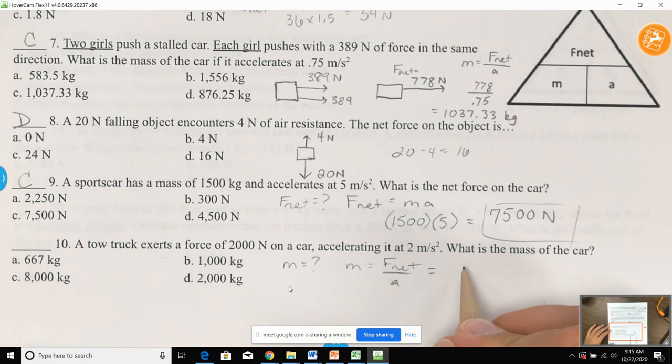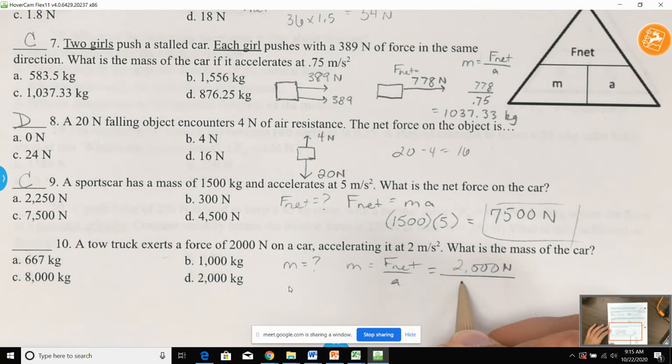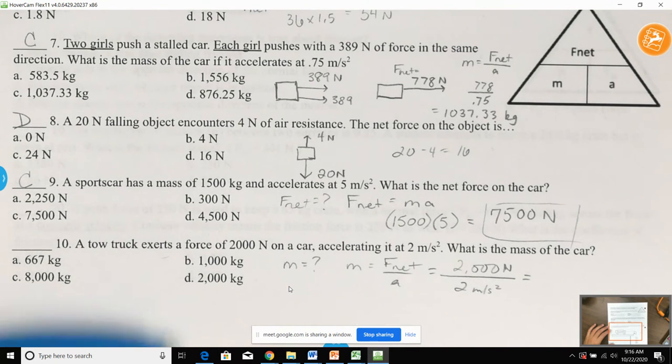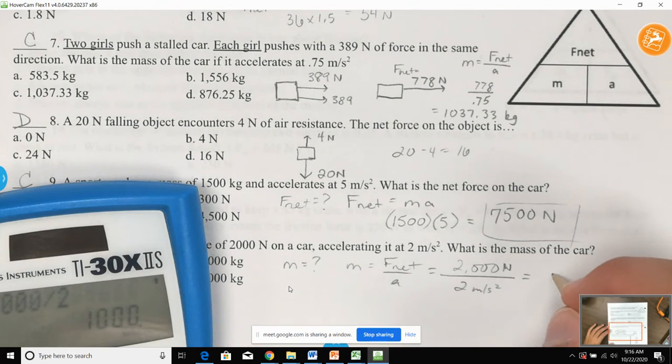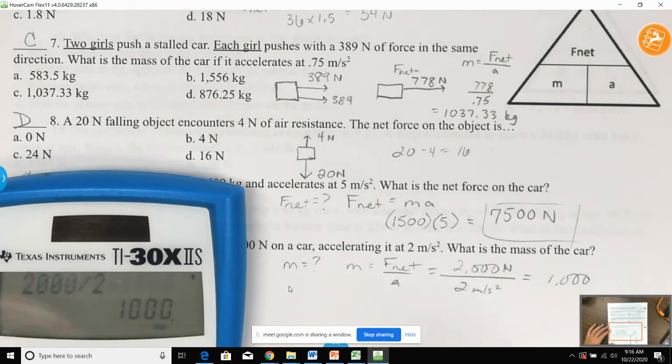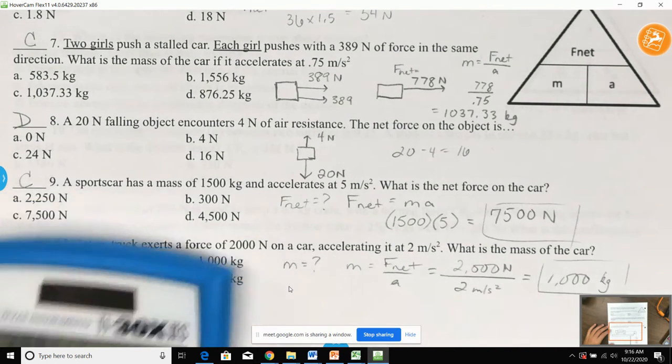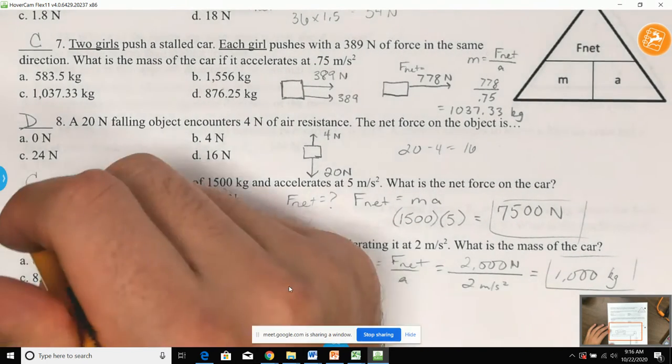And we are looking at 2,000 newtons over 2 meters per second squared. 2,000 divided by 2. I can't believe I just punched that into a calculator, but I did. 1,000. Now, what is the unit for mass? It is going to be kilograms. In this case, we're looking at letter B.